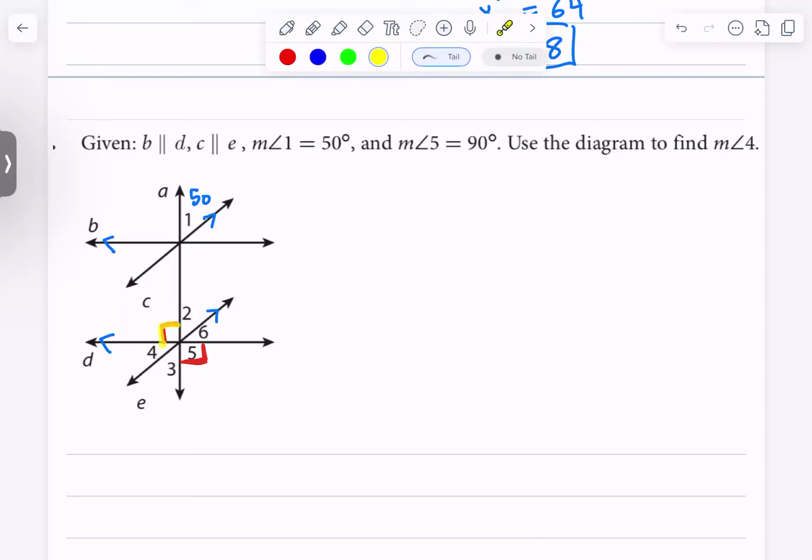It also corresponds to this angle here. So this is 90, right? If you look at line BD and use A as your transversal, if this one is 90, then this is also 90 because they're vertical. Cool.